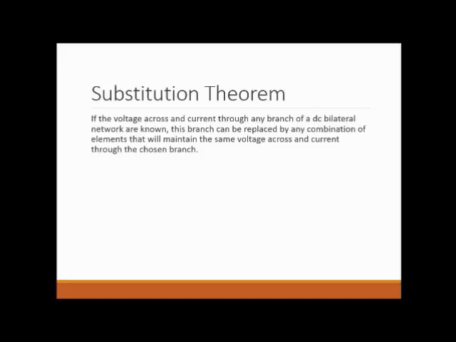Now, if the voltage across and the current through any branch of a DC bilateral network are known, this branch can be replaced by any combination of elements which will maintain the same voltage across and the current through the chosen branch. So just before, I have explained with some circuit diagrams the substitution theorem, and this definition holds true for them.